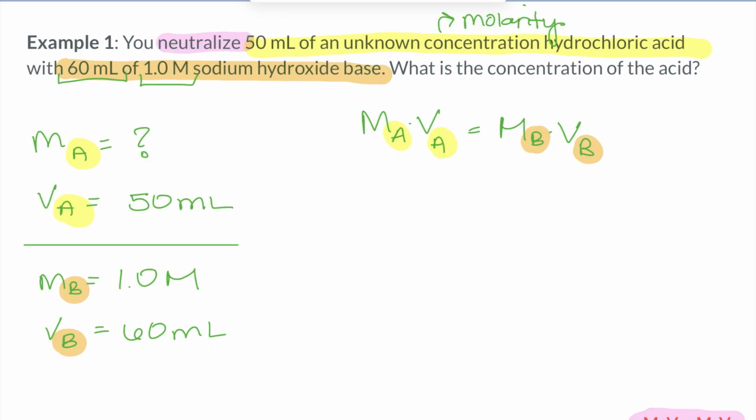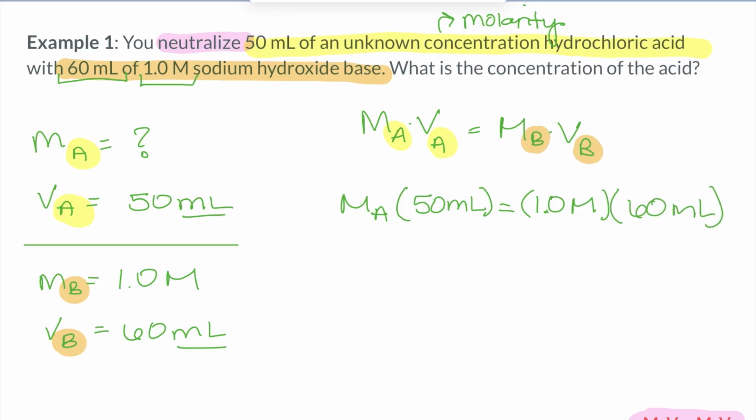We have our units of volume. Both of these are in milliliters, and we can leave those in milliliters because as long as they're the same, we're going to get that concentration out. I'm going to plug in what I know and what I don't know. So I'm looking for molarity of A times 50 milliliters is going to equal 1.0 molar times 60 milliliters.